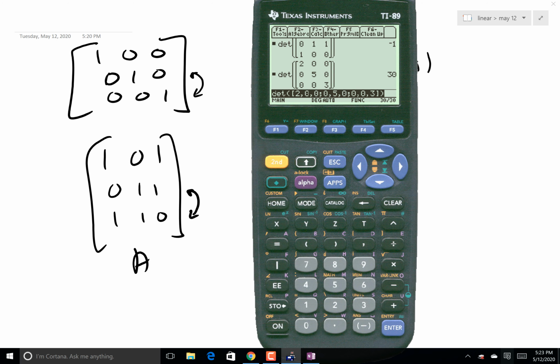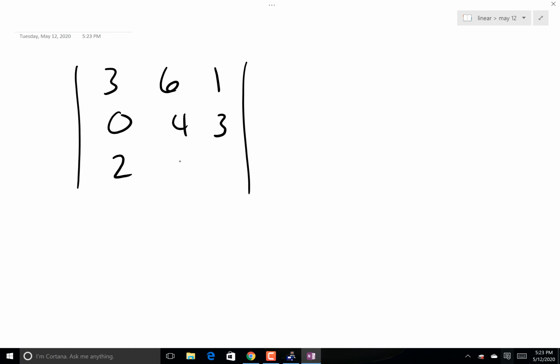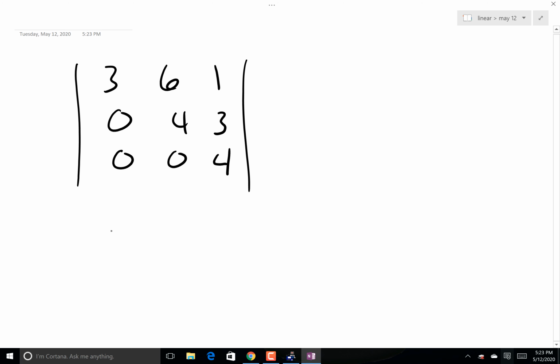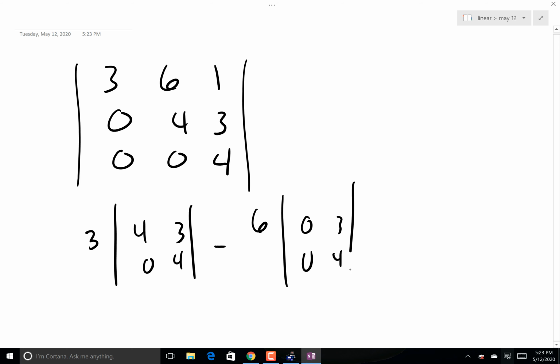Piece of cake. What happens, by the way, just for fun here, if you have a triangular matrix that looked like this? Or it's an upper triangular matrix, yes? If you had one of these guys, what would your determinant be? Would it be 3 minus 6 times, well, now look, that's going to be 0, right? Plus 1 times 0, 4, 0, 0.